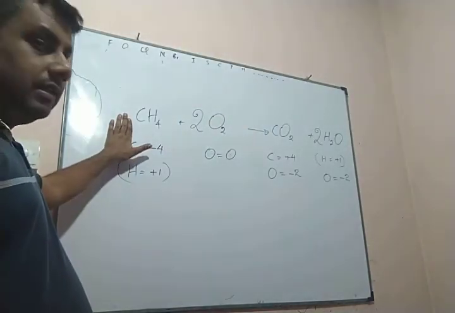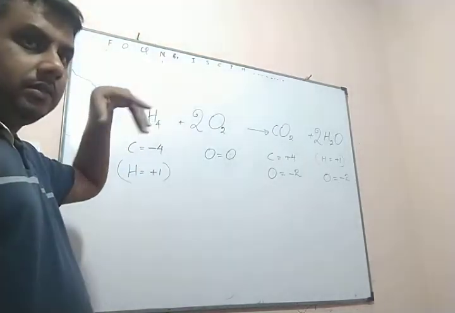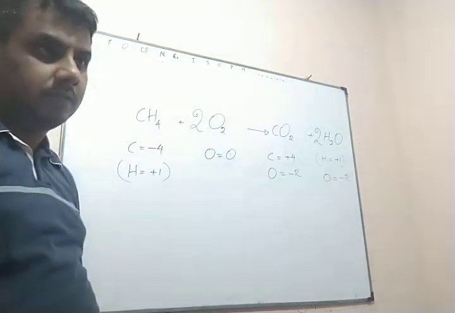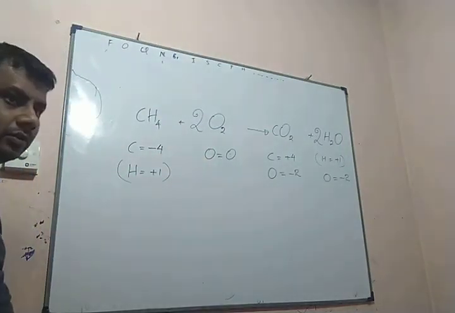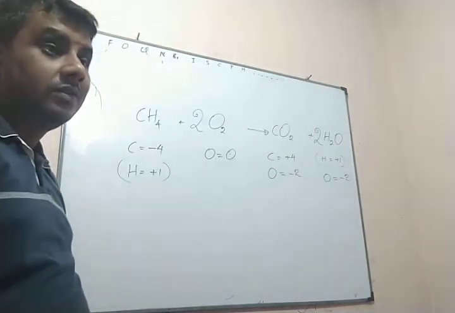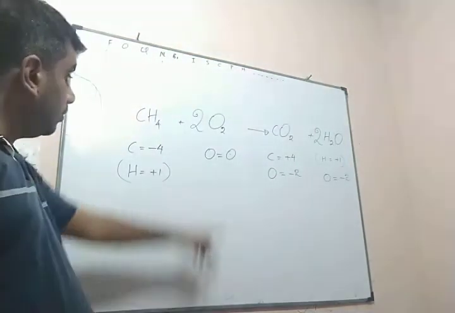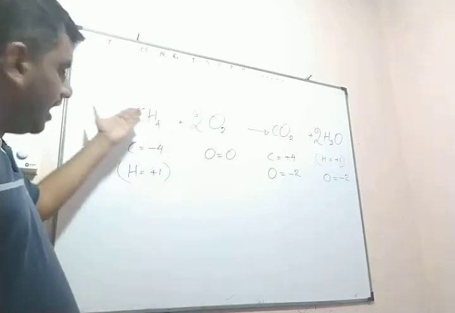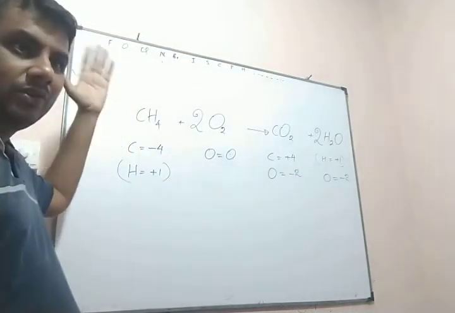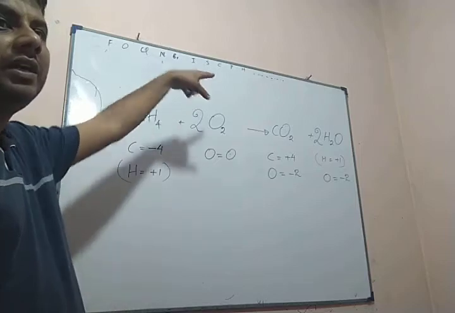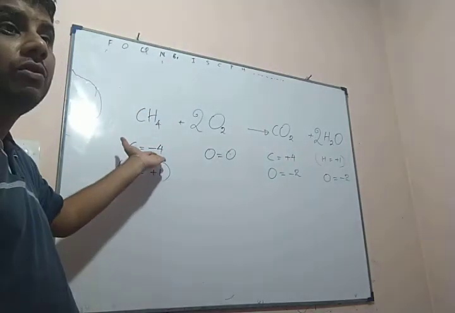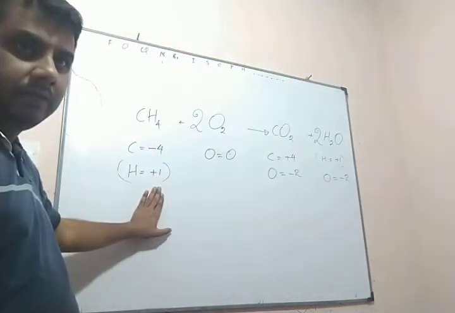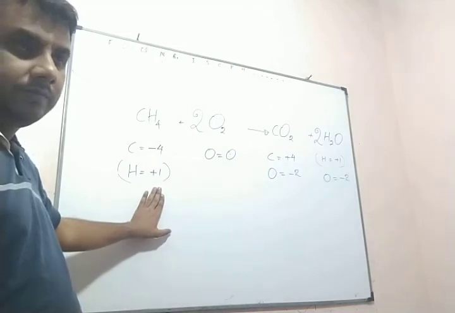So 8 electrons have been lost from carbon, and such electrons have been gained by oxygen. So how many electrons did oxygen gain? Totally, this O2 gained 8 electrons, because carbon lost 8 electrons. So that total number of electrons should be gained by oxygen, because hydrogen has no role here.